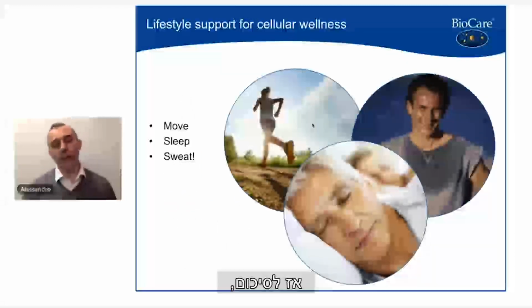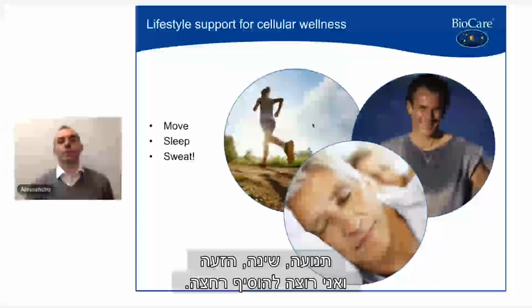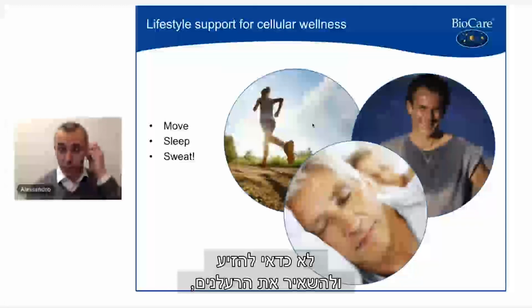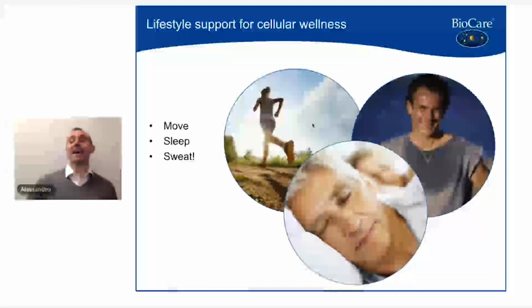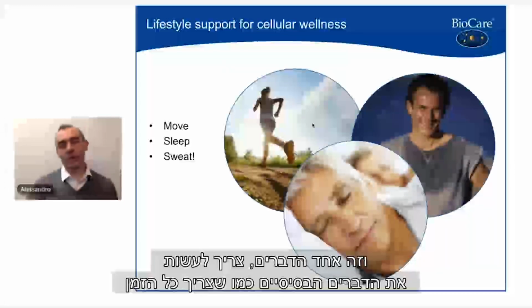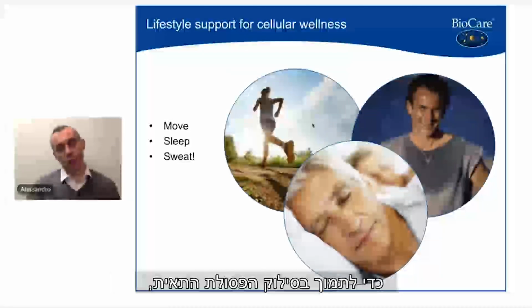So to bring it all together, get the basics right: move, sleep, sweat, and I should add wash. You don't want to sweat and just leave the toxins there, apart from the other side effects that we have if we don't wash. And this is one of the things: get the basics right all the time in order to support the cellular waste.